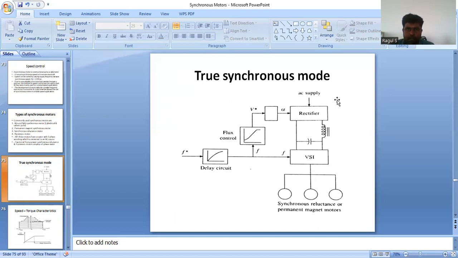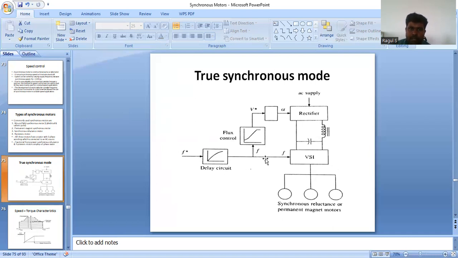Our objective is to vary the voltage, so here we use a specific controller. In true synchronous mode, we give the frequency command; F star indicates the frequency command. Depending upon the frequency, the delay will be generated. That frequency is converted in terms of time and then fed to the inverter.